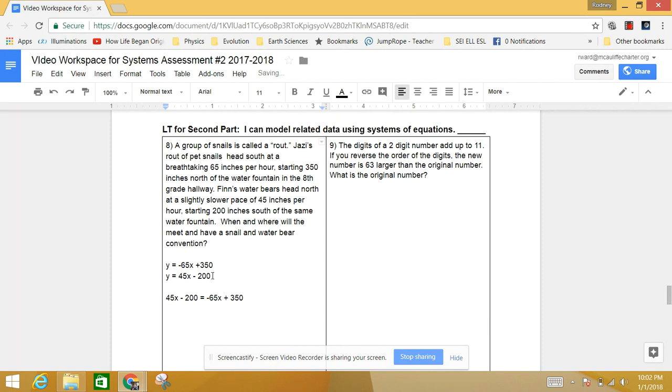And now we just have to solve for x. So I will add 65x to both sides. And that will get us 110x, and that's still minus 200, equals 350. Now I'm going to add 200 to both sides.